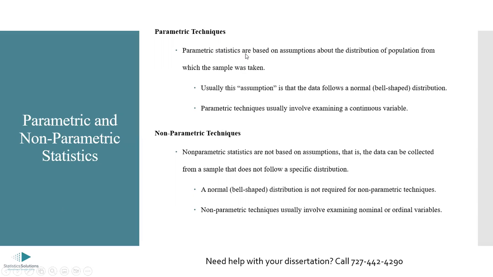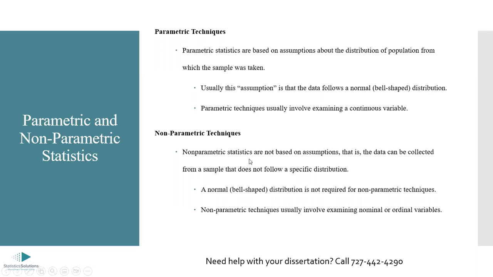So parametric statistics are based on assumptions about where your population was derived from. Usually this assumption is that the data follows a normal distribution. I'm sure everyone has seen a bell-shaped curve before. So when you run parametric techniques, you need to have a bell-shaped distribution ideally. And parametric statistics usually involve the examination of continuous variables. That's an important note, because there are three types of variables. You have continuous, you have nominal, and you have ordinal. So when you have a series of continuous variables, that usually allows you to run parametric techniques.